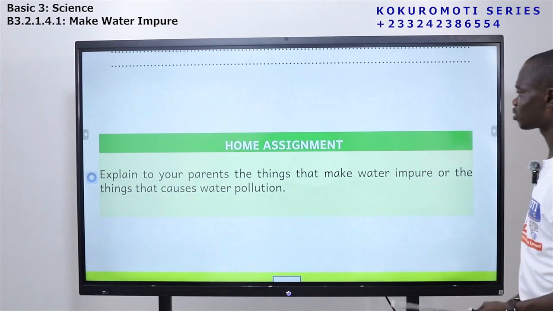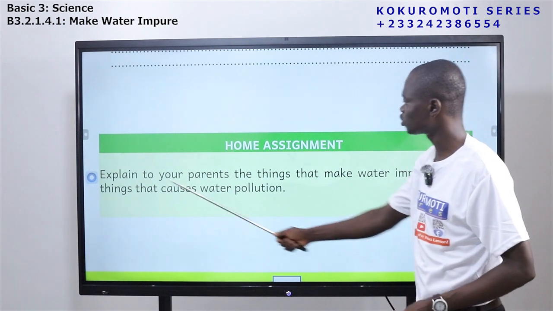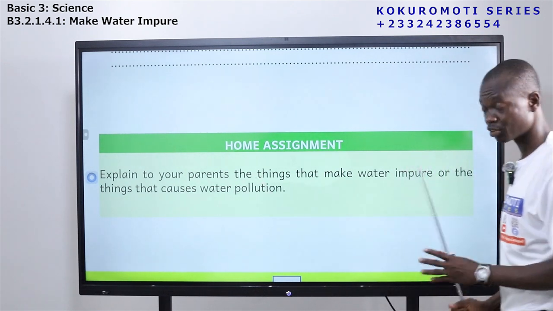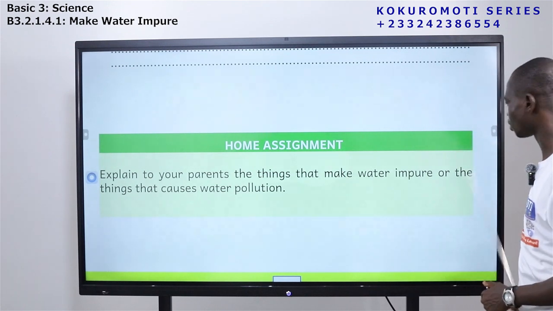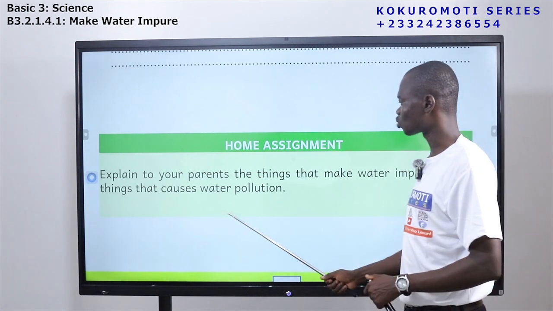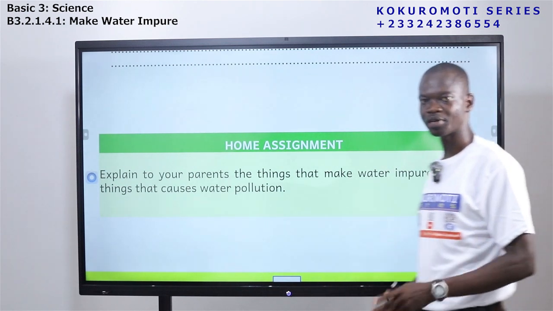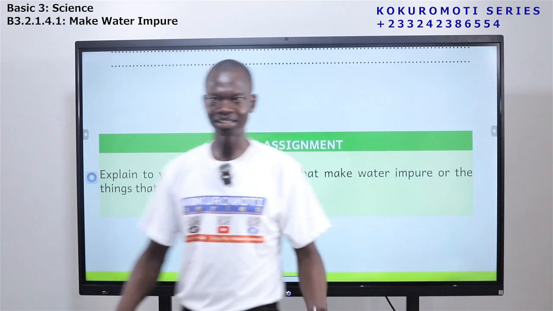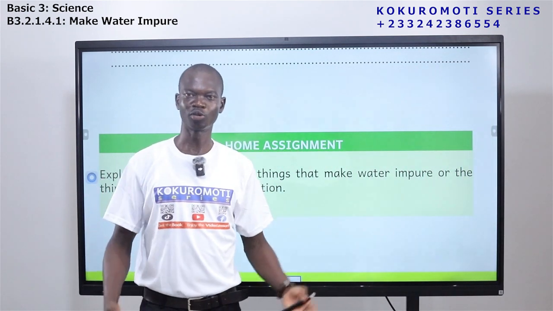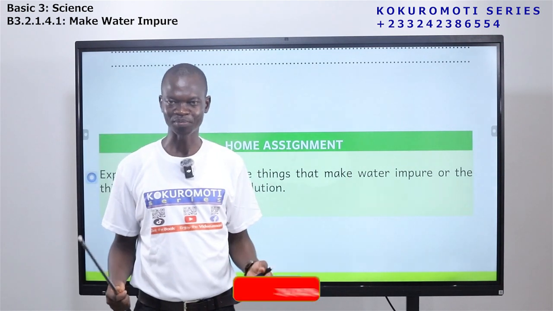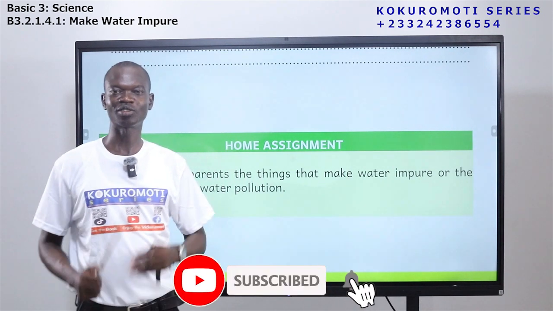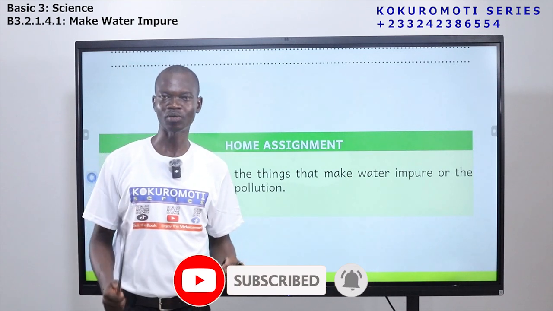And then we have the home assignment. Let's look at the home assignment. Explain to your parents. You are doing this in the house, so you explain to your parents the things that make water impure, or things that cause water pollution. So today we have learned about water pollution, the things that cause water pollution. So just do these things with your parents. Explain to them things that cause water pollution, or things that make water impure.